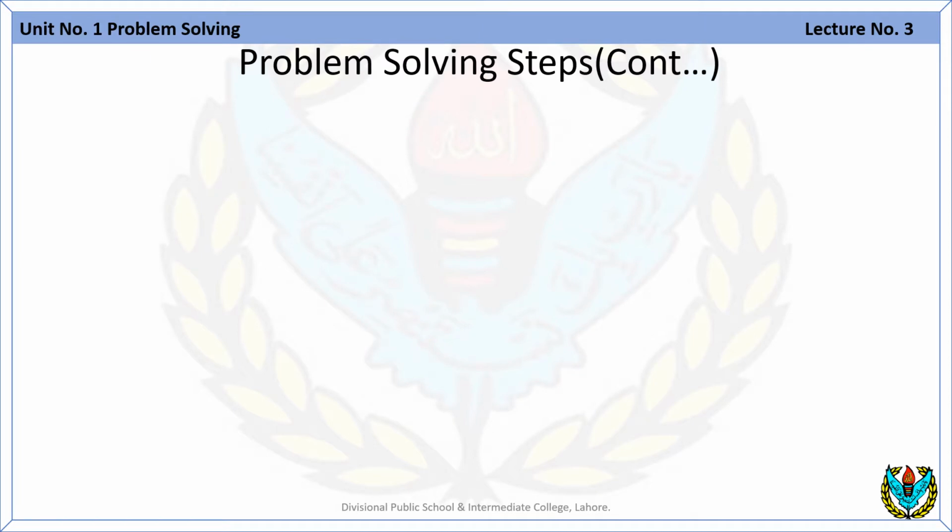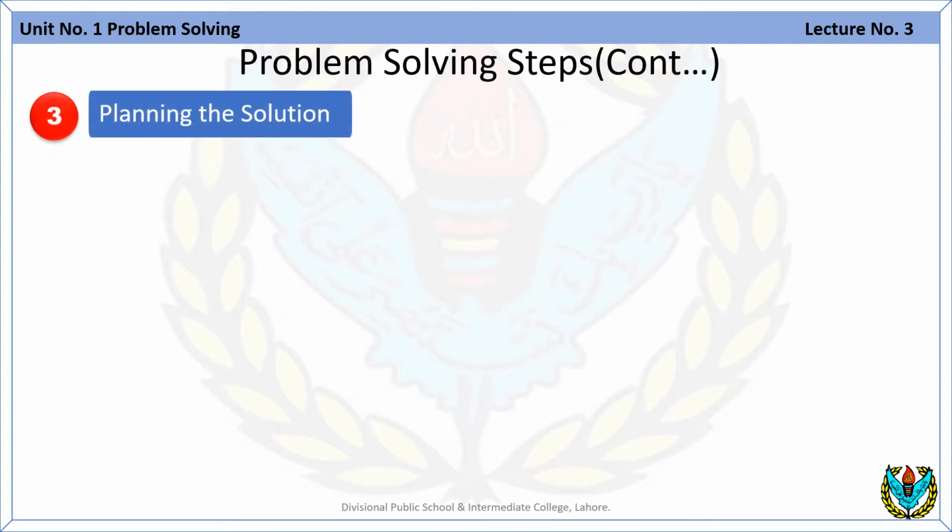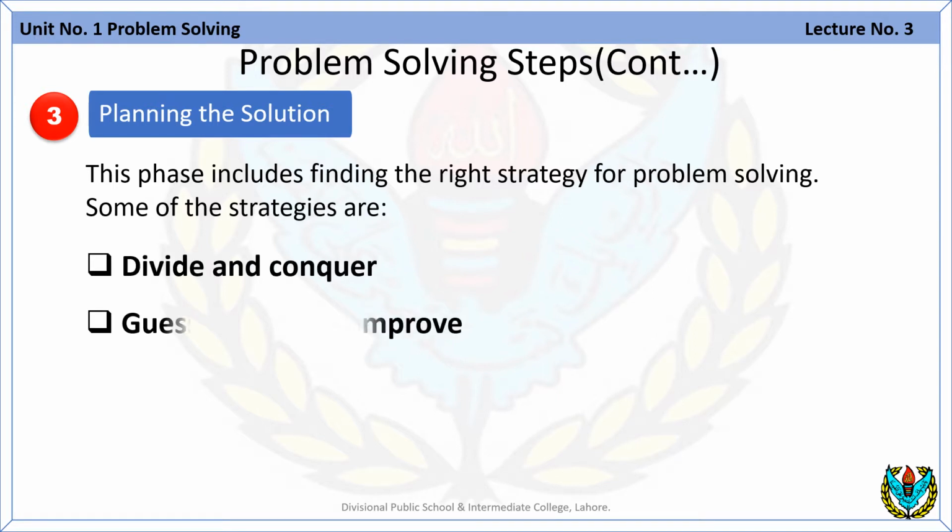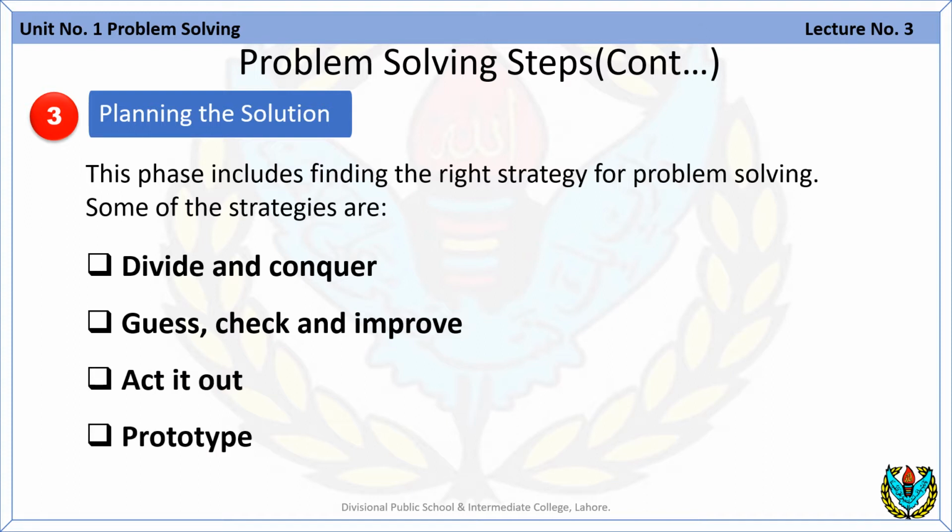After analyzing a problem, we formulate a plan that will lead us towards the solution of the problem. Planning the solution includes finding the right strategy for problem solving. Some of the strategies are divide and conquer, guess, check and improve, act it out, and prototype. Now we will go through them one by one.